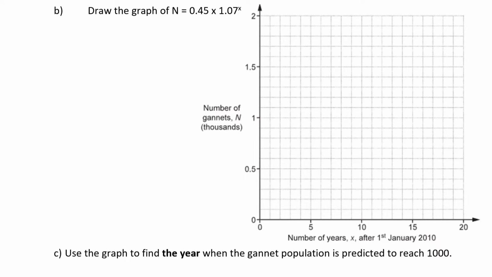Okay, in part B, I need to plot these points then. So let's just have a quick look at the scale. From 0 to 0.5, we've got 5 little squares, so each one of these divisions is 0.1, isn't it? So that'd be 0.1, 0.2, 0.3, and so on. It's important that you understand the scale before you start plotting points. So the first point I need to plot is 0 against 0.45.